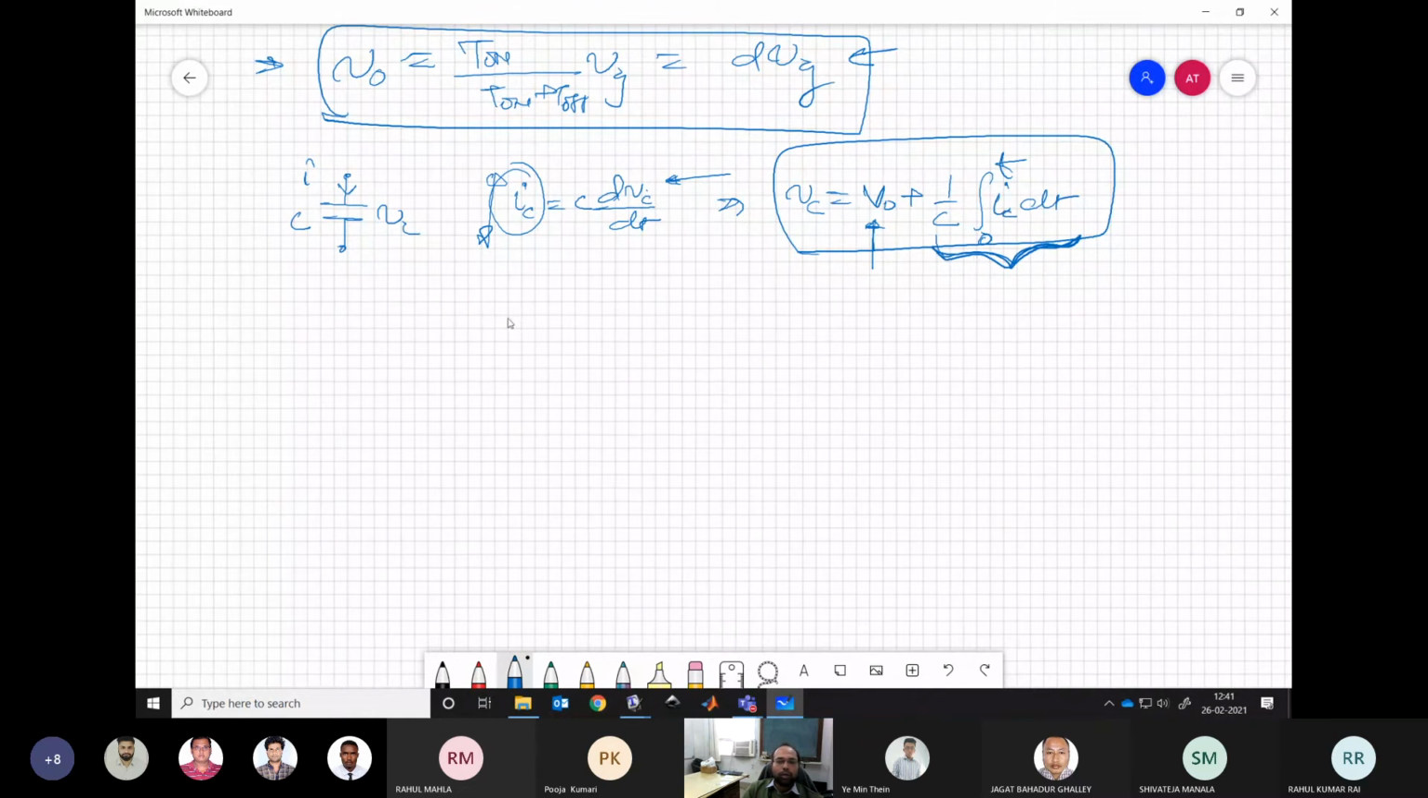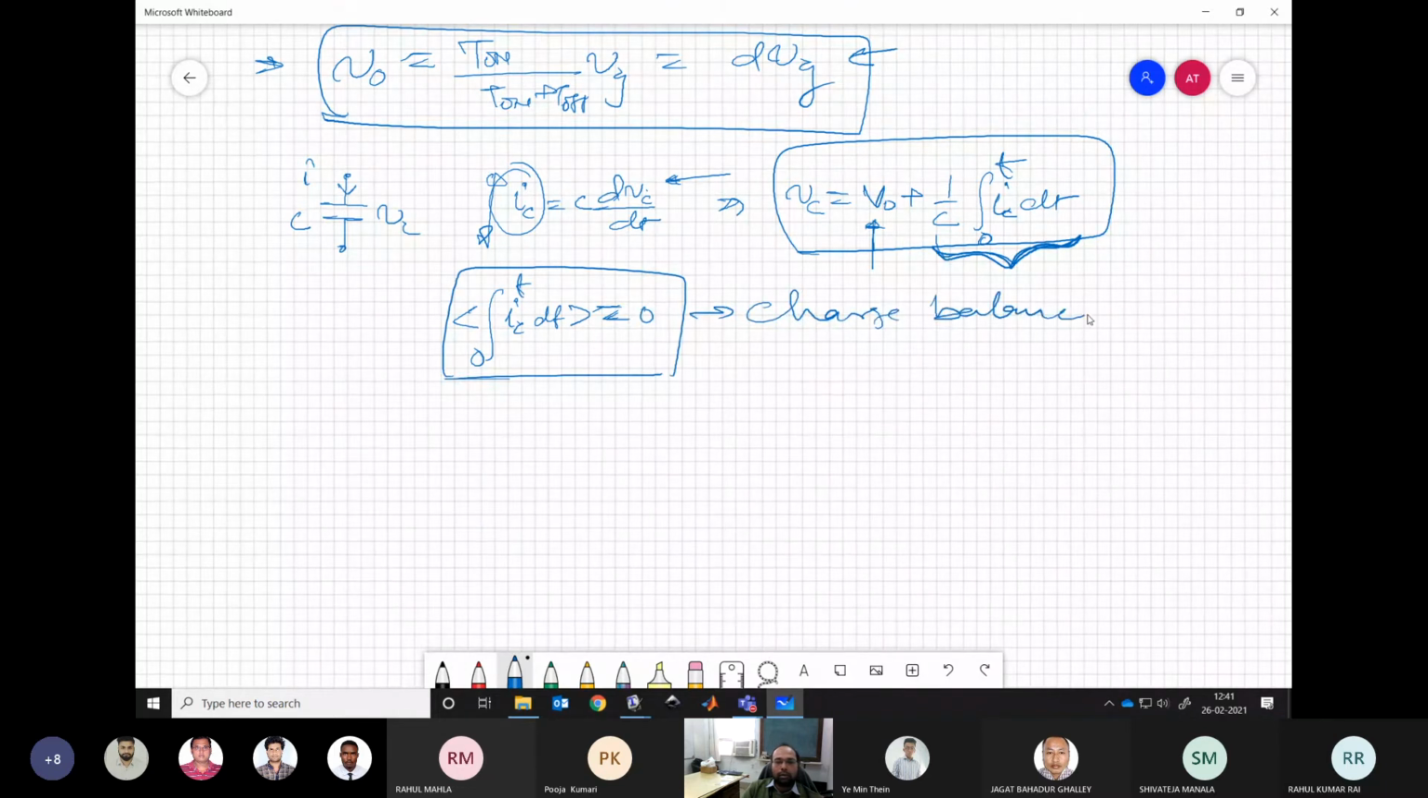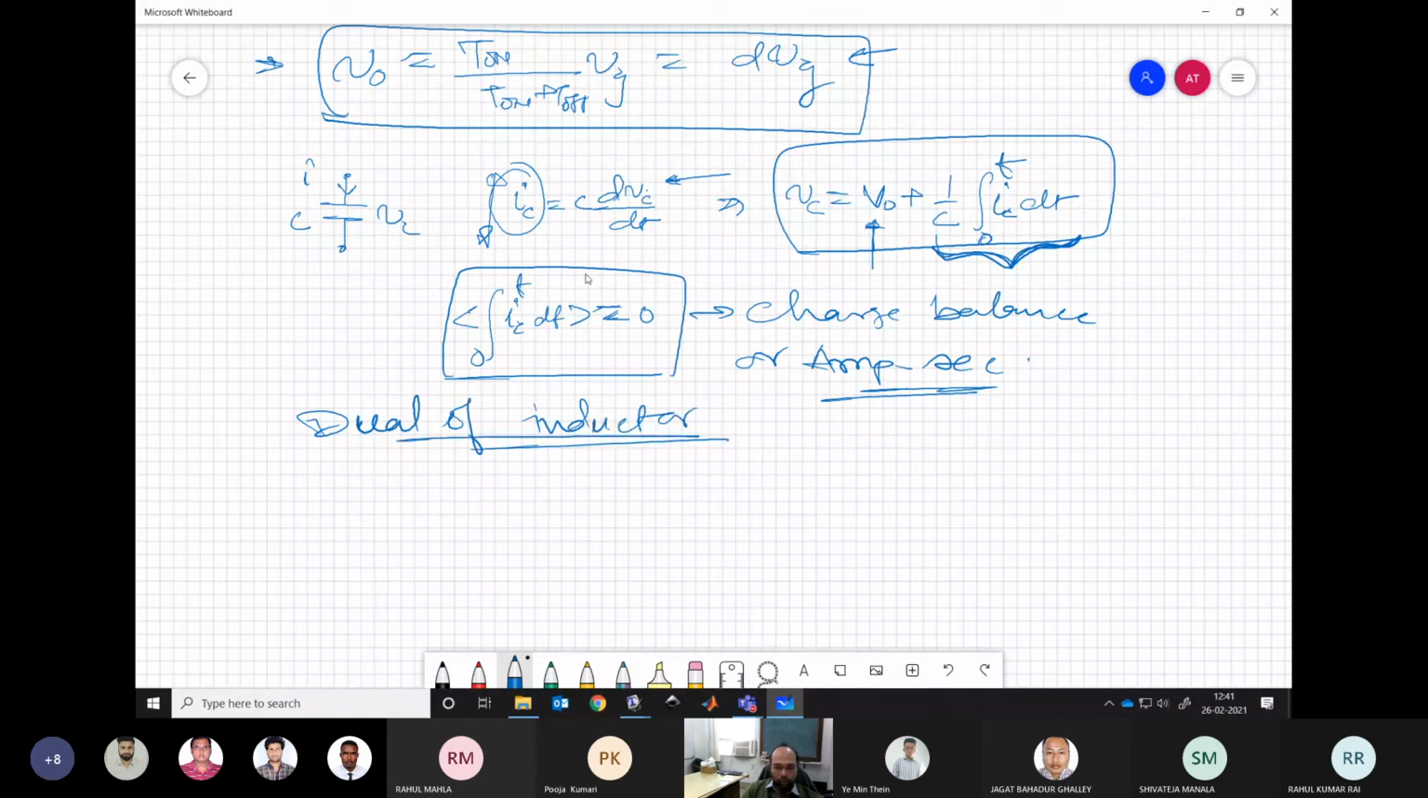So now you can call this average value of this equal to 0 as charge balance, or you can call it amp-second balance. This is the dual of what we are seeing in the inductor. Whenever we have any capacitor bank in our power converter, we must maintain this rule. This is our principle which must never be violated. Now we move to the next one.